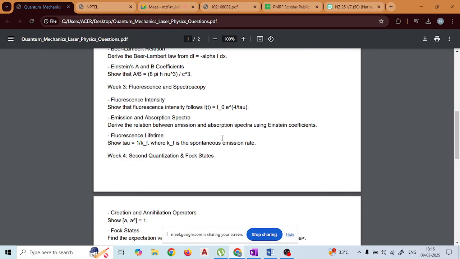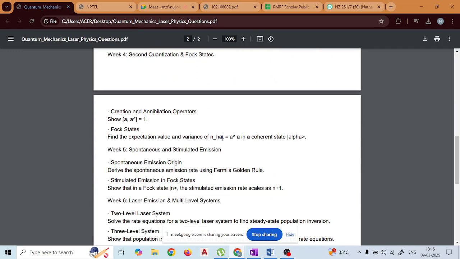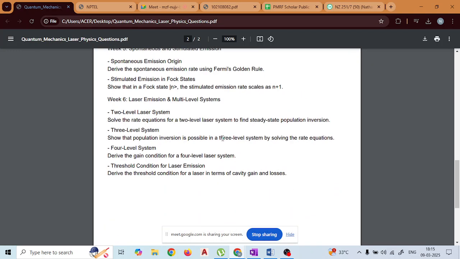In the third week we discussed fluorescence and spectroscopy: fluorescence intensity, whether it is decreasing or not, emission and absorption spectra, and fluorescence lifetime. In the fourth week we discussed second quantization as well as Fock states, one of the most important points, where we were able to determine certain parameters relatable to light intensities. Then spontaneous and stimulated emissions, the Jablonski diagram, population inversions, and lasing in the media.